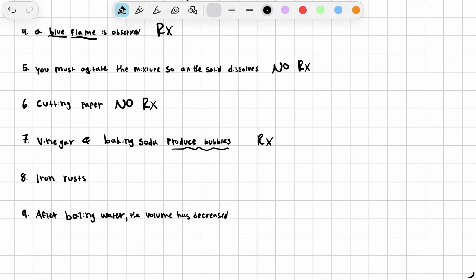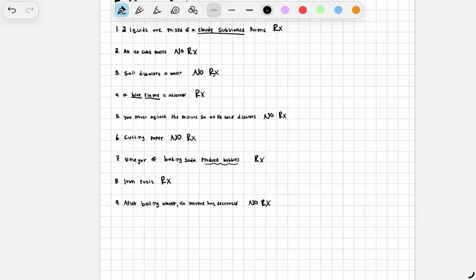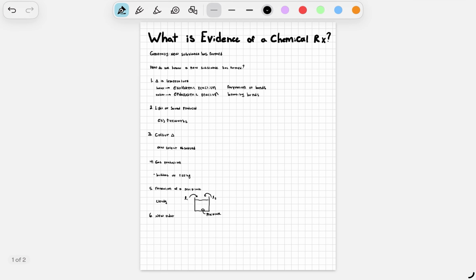Number 8, iron rusts. When iron rusts, you can see kind of an orangish, brownish color, and this is a color change, so this is a reaction. Number 9, after boiling water, the volume has decreased. This is no reaction. When we boil water, we're turning liquid into a gas. So what's happened here is the water has evaporated, decreasing the volume. But that's not evidence of a reaction. I hope I've cleared up the evidences of a chemical reaction.